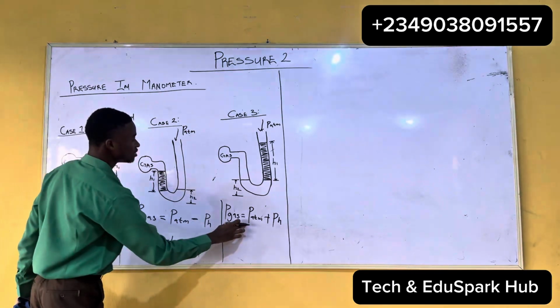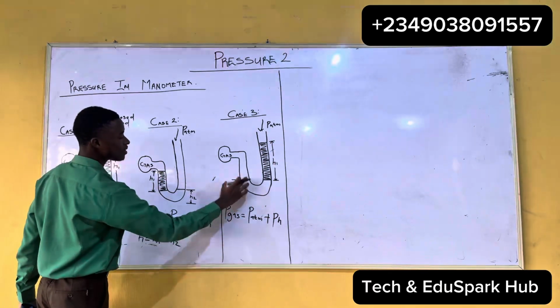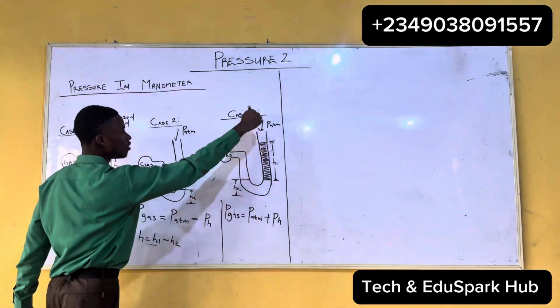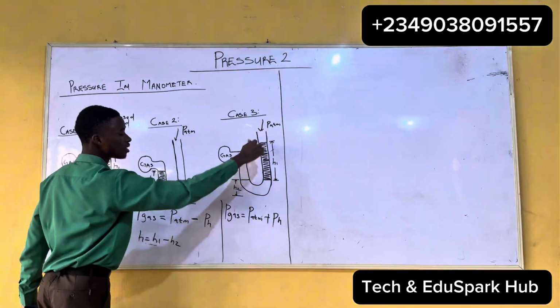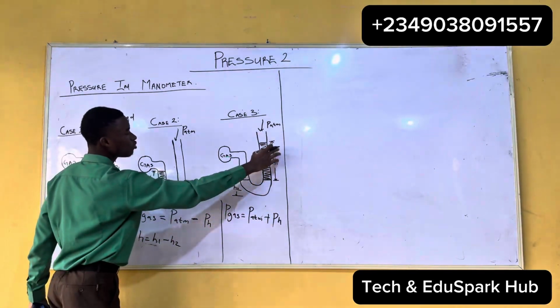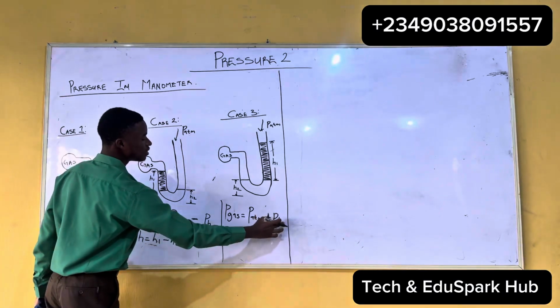And the last case, which is the third case, you can see we have our liquid column longer than the gas column. So the pressure of the gas will be equal to the atmospheric pressure flowing into the manometer plus the pressure of the height, because in this case the liquid column is longer than the gas column, and that is why we are using the plus in this case.